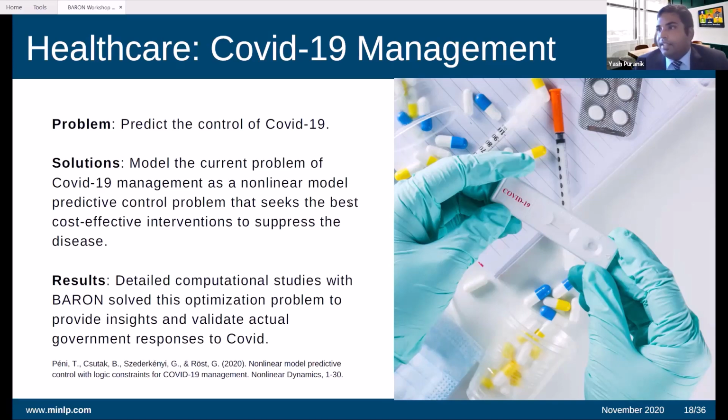And I think, of course, when you think of words like control, the authors immediately thought maybe we can use model predictive control for COVID-19 management. And that's kind of what they did. They modeled the whole problem as a nonlinear model predictive control problem. They also designed a state observer.